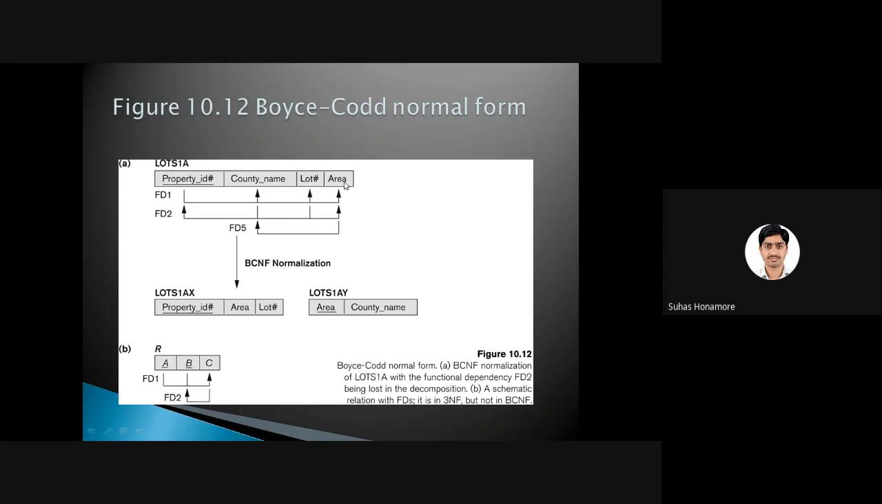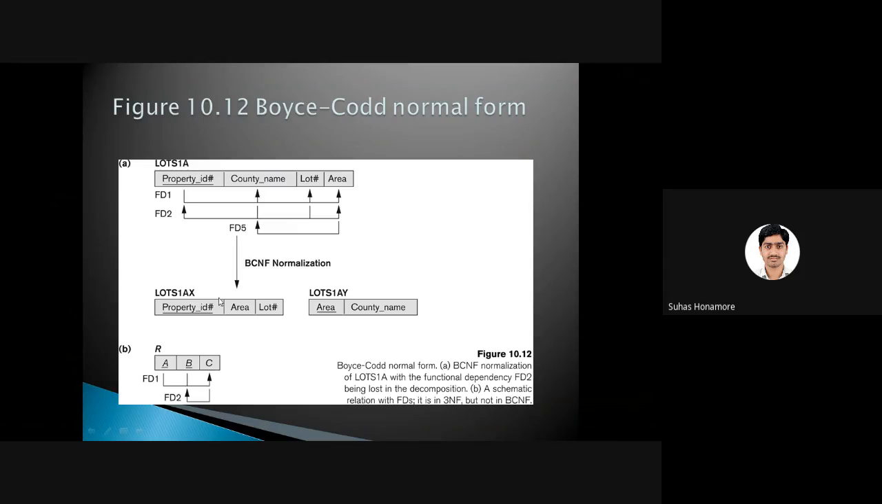Now the last one, FD5: area to country name. Area is my X and country name is A. Is area a super key? No, because from this key we can't derive all the remaining attributes. If it is a super key, we have to derive all the attributes of the table. Here it only derives the country name, and the remaining two attributes we can't derive, so this is not a super key. So this gives the problem, and this FD, FD5, we have to remove.